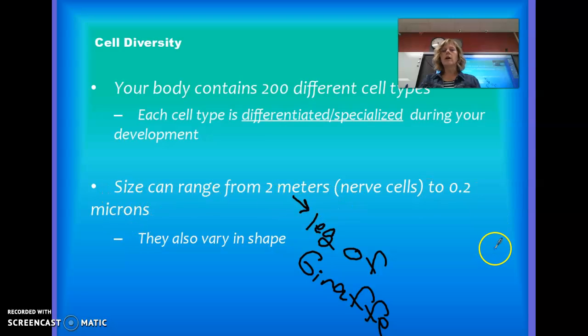Cells in our bodies are all different sizes and shapes. The longest cell we know of is in the leg of a giraffe. There's a nerve cell that's about 2 meters, which is like 6 feet long. But there's lots of variation in shape, and we're going to talk about a few of those different ones.